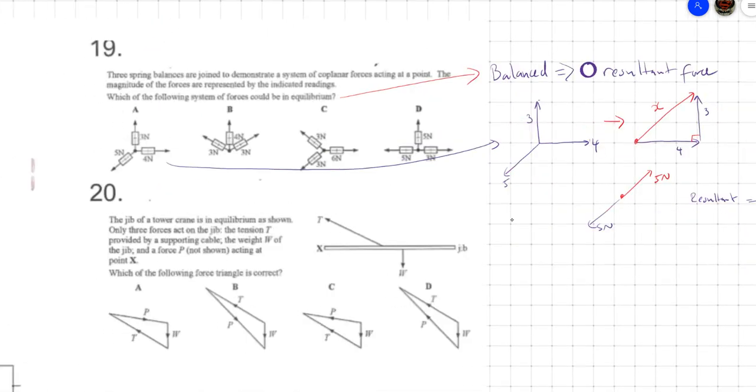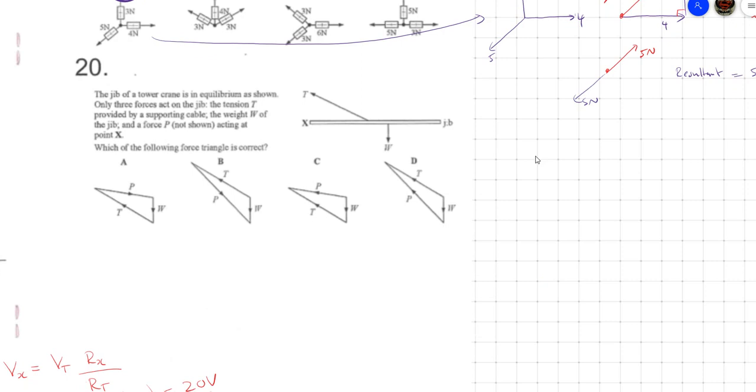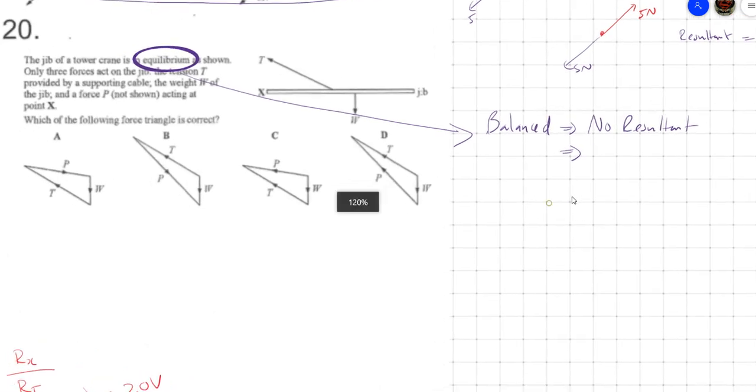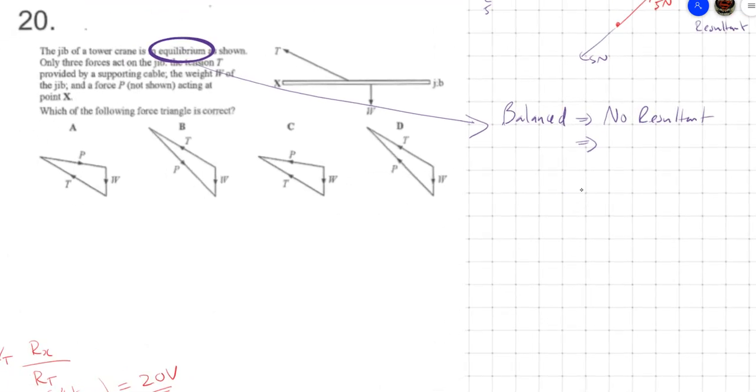Alright, now this one, what do we have? We have equilibrium. So again, it is balance. Balance equals no resultant. So there is no vector sum at all. The vectors must not sum up in this particular case.